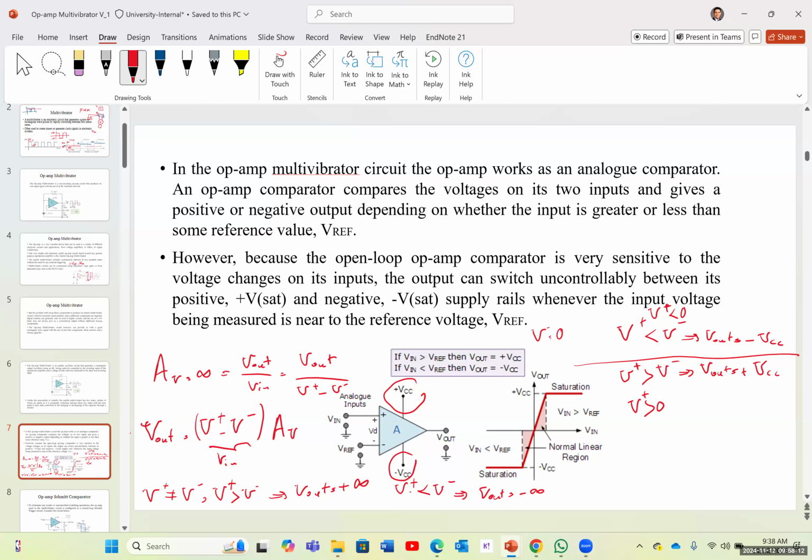But this creates a little bit of a problem. When you have an open loop system, these systems are usually very sensitive to changes on the input, because you don't have feedback to correct the input. These systems are very sensitive to any changes, even the smallest changes in the input. Let me give you an example.